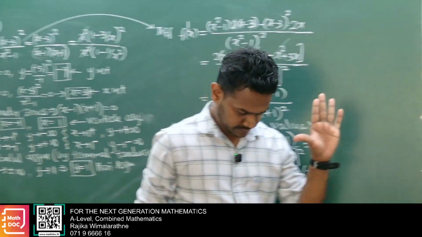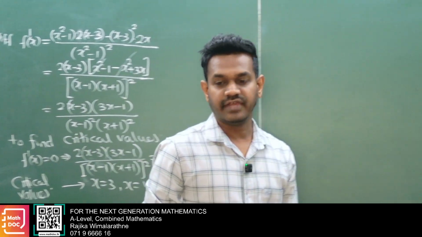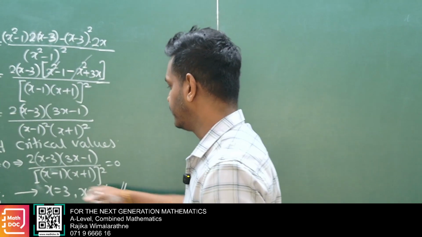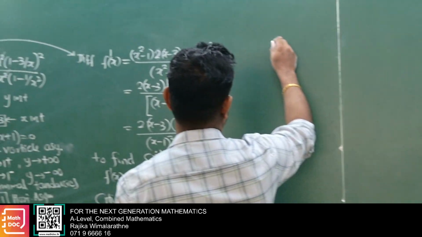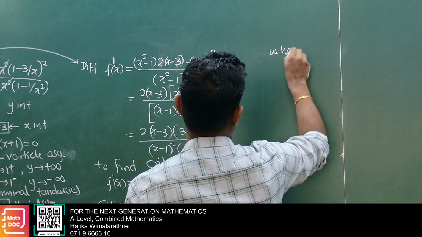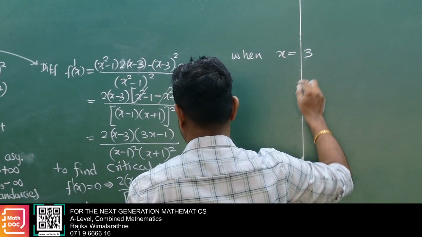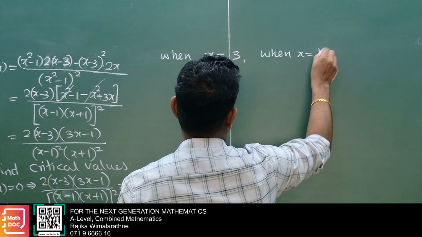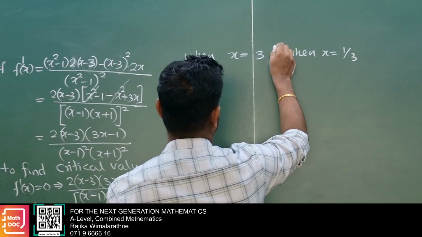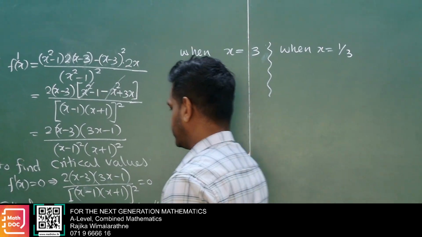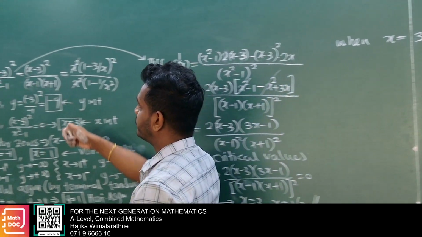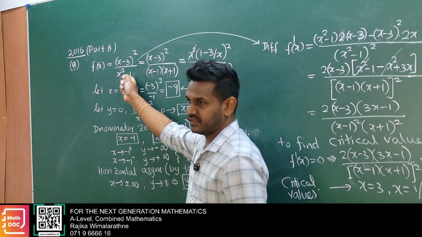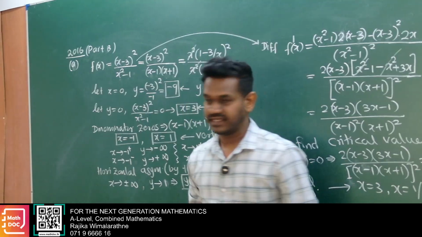Now with the derivative, we can identify critical points. Here critical value, no? Then you identify critical point when x equals 3. When x equals 1/3, we have 2, no? We have two critical points. Then you can find the x value, y value by using the function, no? By using the function, substitute x equals 3.